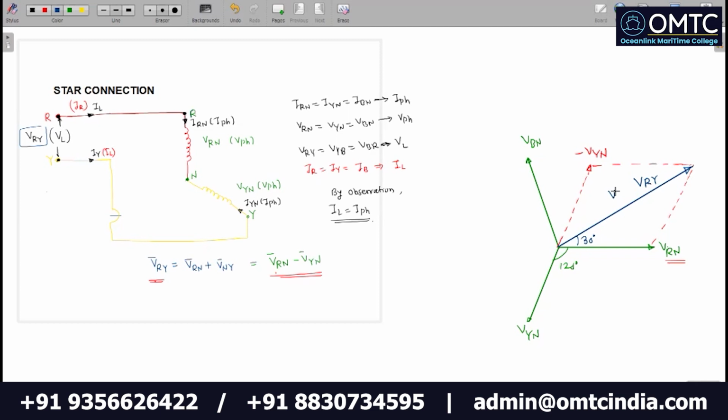So we can say that line voltage and phase voltage are not the same here. And if I do some mathematical calculations, I can prove that this line voltage is equal to √3 times phase voltage. Okay, so in star connection, line voltage is equal to √3 times phase voltage.